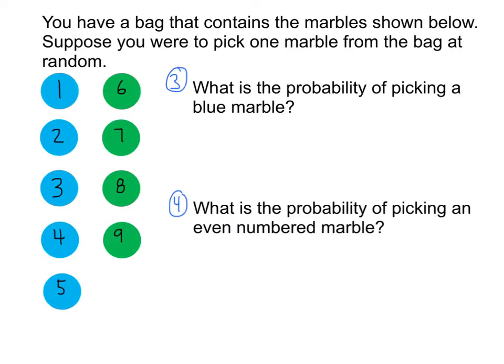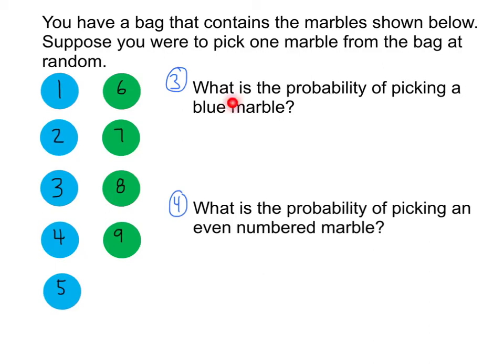Alright, so let's do a couple more examples. These will get a little bit trickier. You have a bag that contains the marbles shown below. We've got these marbles, some blue marbles, some green marbles, and let's say that the marbles are also numbered as shown here. Suppose you're going to pick one marble from the bag at random.